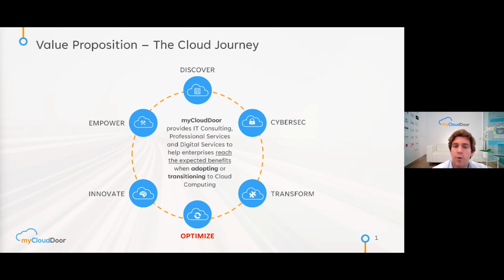Innovation phase, where we do our cloud analytics projects, artificial intelligence, machine learning, etc. And at last, the power phase, where we provide users new tooling, applications based on low code or automation and RPA.